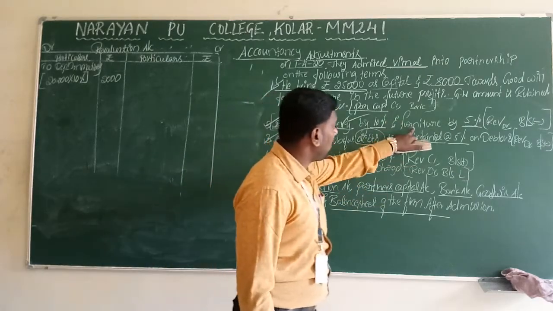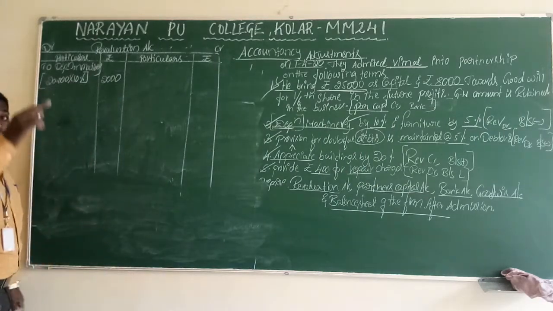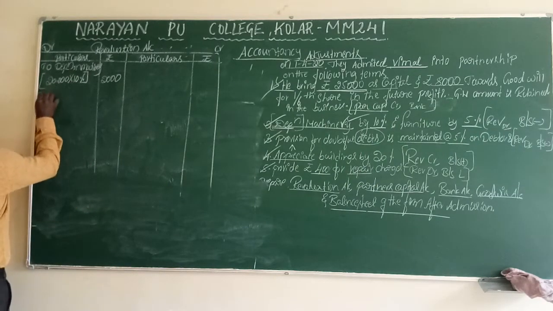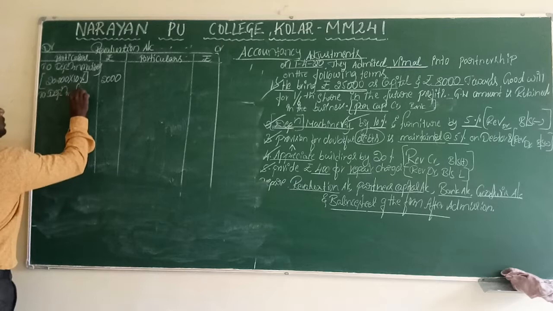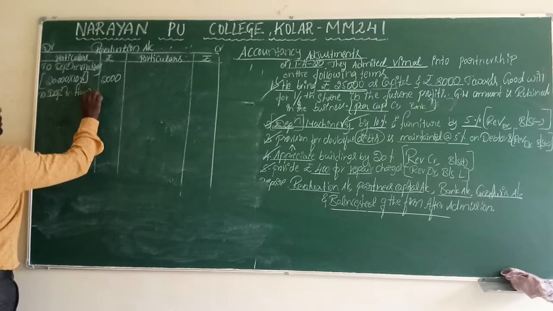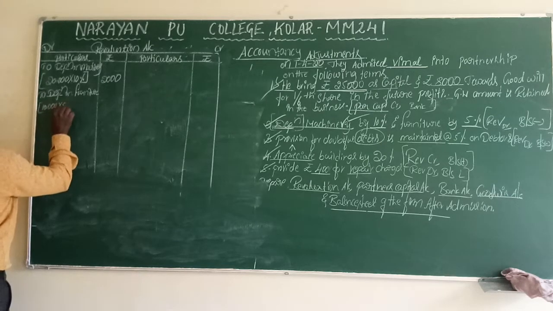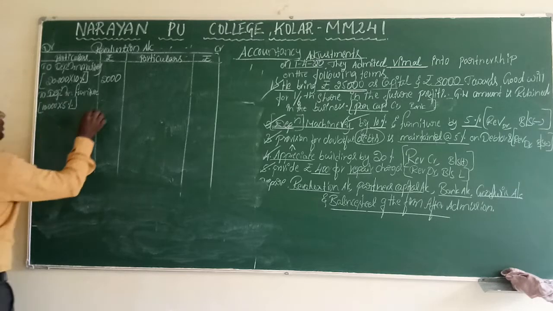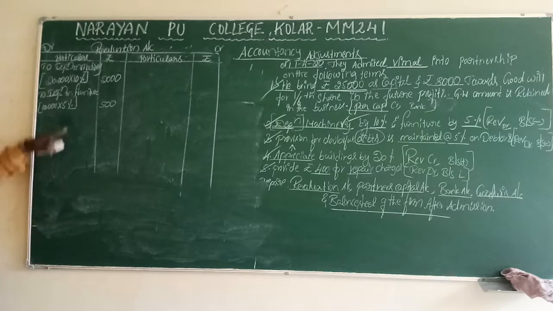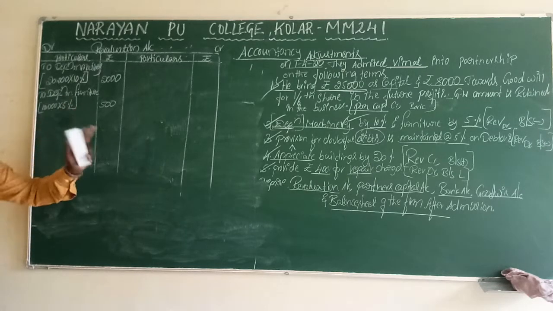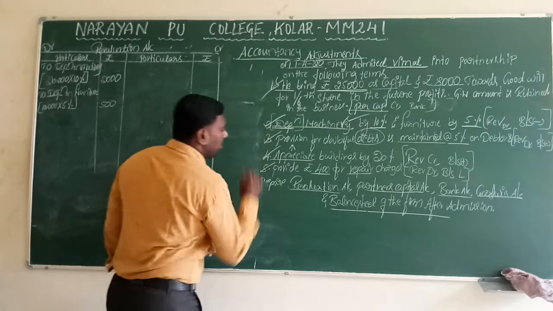Next, another transaction: depreciate furniture by 5%. Furniture is also an asset, so its value also reduces. So here also we should write to depreciation on furniture. The value of furniture is 10,000 into 5%, so we get 500 rupees as the depreciation of the furniture. So once we record adjustment number 2 here, one more time we should record it in the balance sheet. Let's come to adjustment number 3.